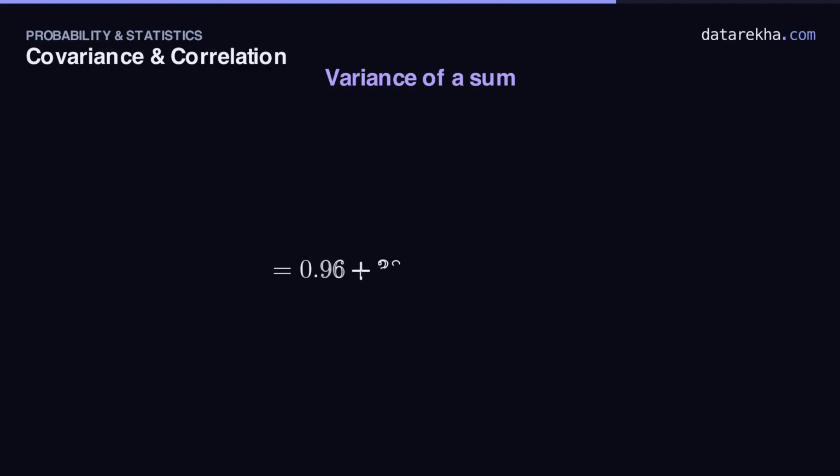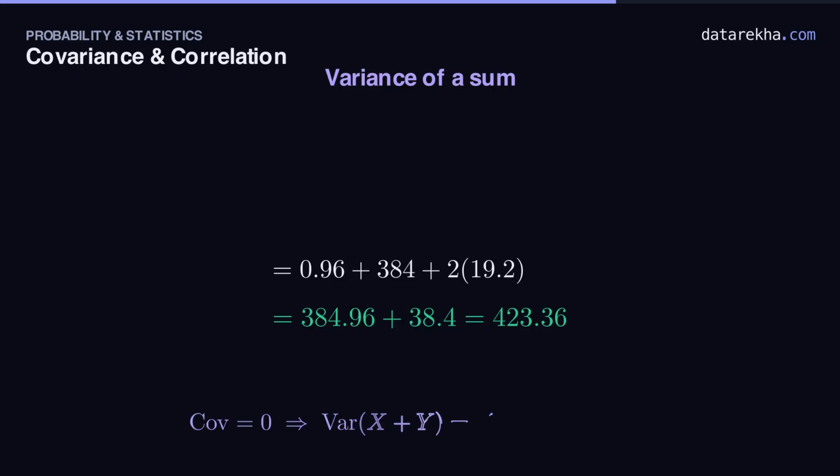Plug them in. 2.96 plus 384 plus twice 19.2. That's twice 19.2, 38.4. Gives 423.36. Drop the cross term and you'd get the wrong answer entirely. Only when the covariance is 0.